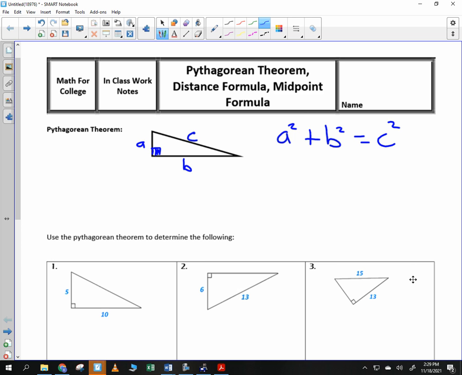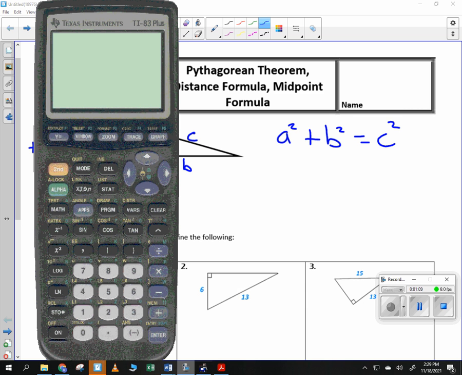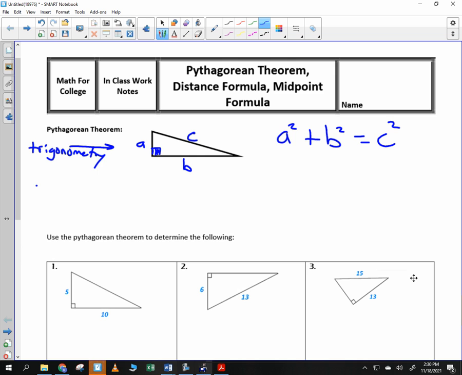So, for those of you who are taking second semester with me, we are taking a course during third quarter called trigonometry. All of trigonometry comes from the Pythagorean Theorem. All of it.